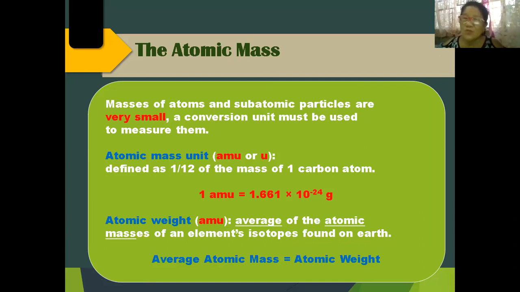So, the AMU, atomic mass unit, or U, is defined as 1/12 of the mass of one carbon atom. So what's the mass of the carbon atom? That is 1.661 times 10 to the negative 24 grams. So how are we going to compute the atomic weight? The average atomic mass is equal to the atomic weight. Do not worry because I have a next video on solving for the atomic mass or the molar mass.